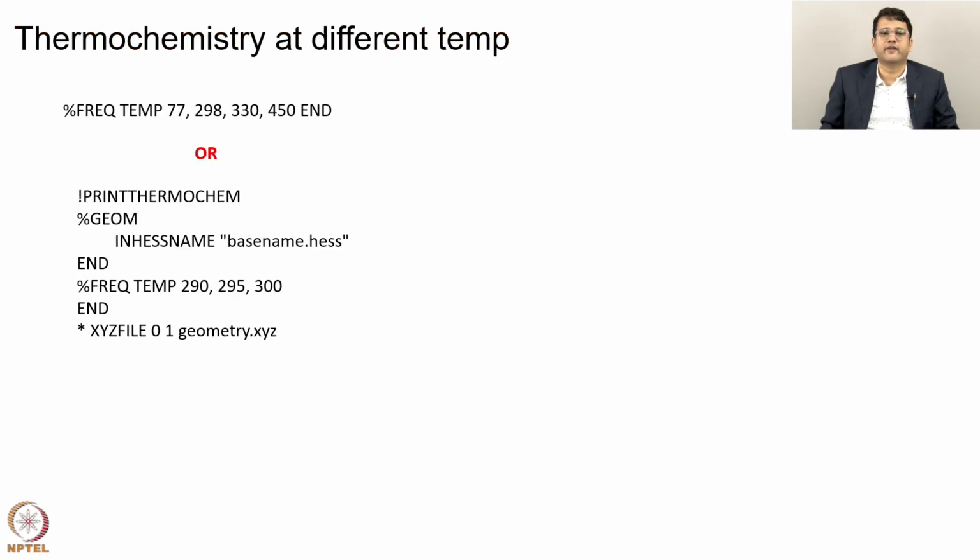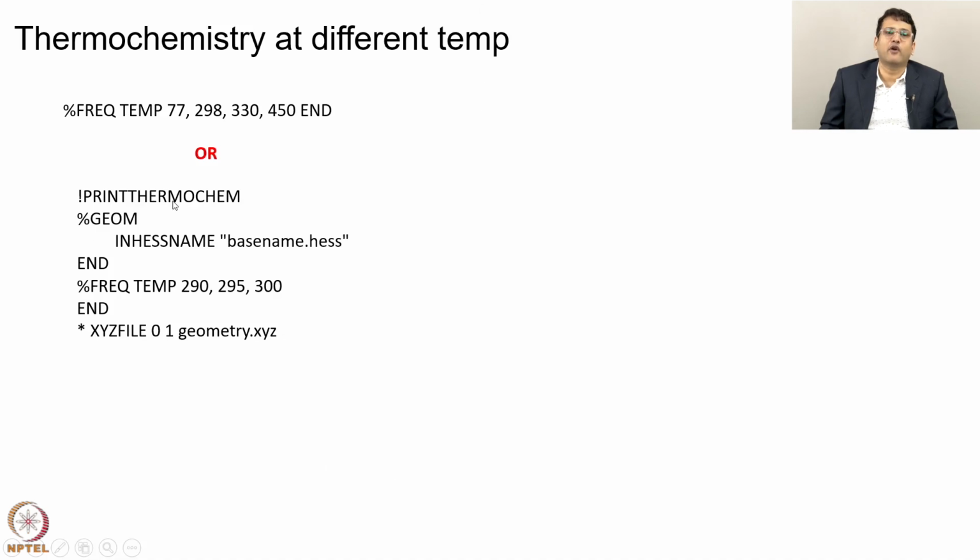The other important thing is that up to now, whatever calculations we have done are at room temperature, 298.15 K. So, if I want to do the thermochemistry analysis at a different temperature, how can I do it? First, I can give a temperature keyword in the frequency block like this, and this will perform the thermochemistry calculation at every temperature given. So, you will see a lot of this output one after another. Thermochemistry analysis has been done.